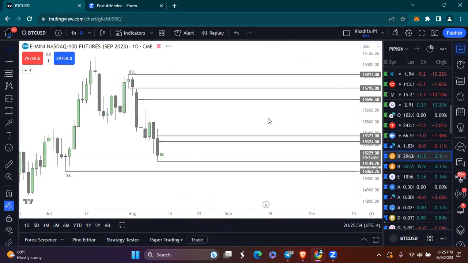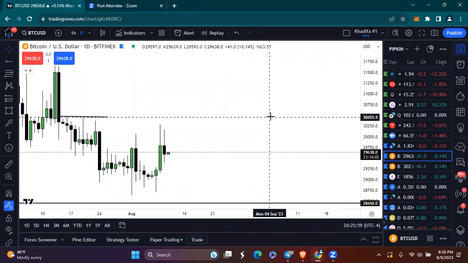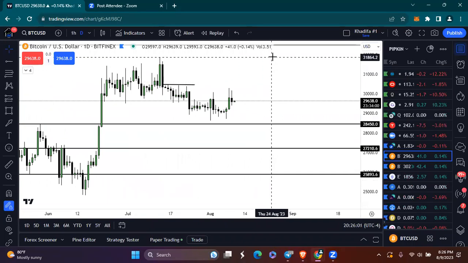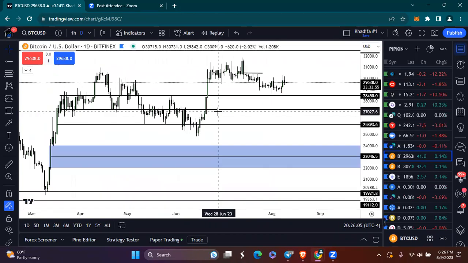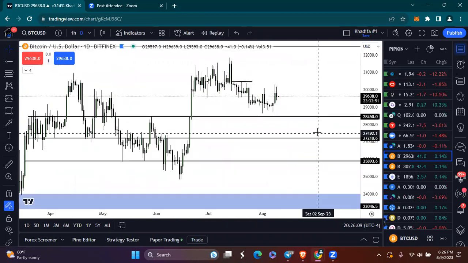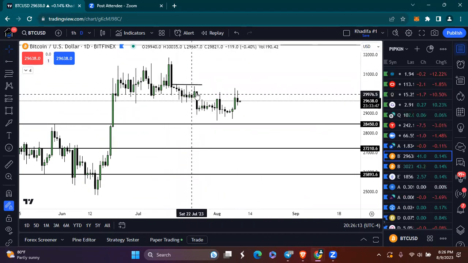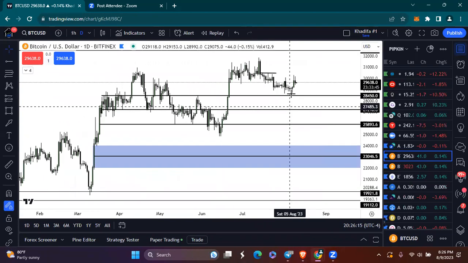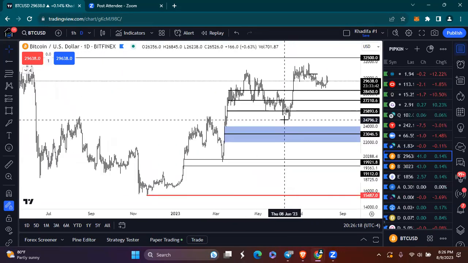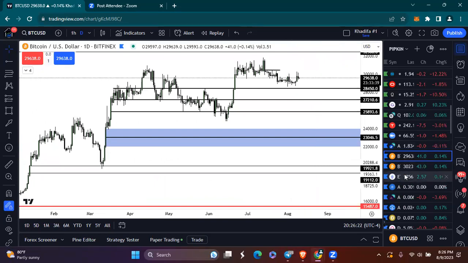Last but not least, crypto. I want to see us go ahead and run on up to at least take out this buy side liquidity at 31,800. If we run that, I would like to see us pull back down to this structure here, find support, and run us on up to 32.5 and on up to 40,000.